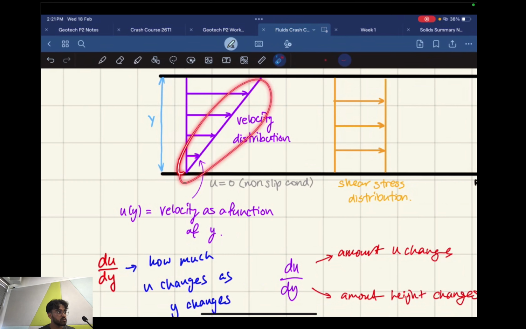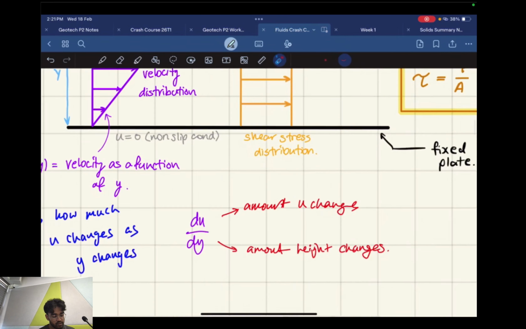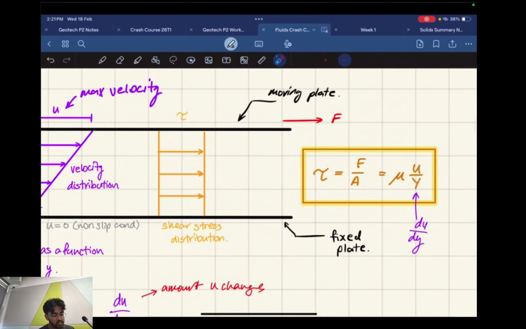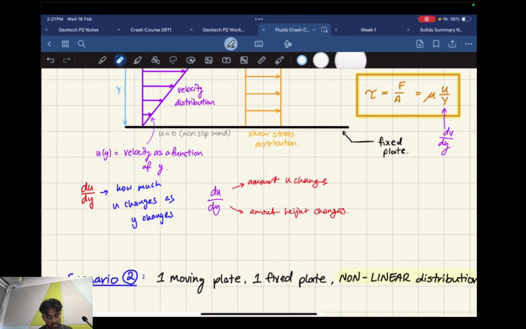So we know it's a linear distribution. Because it's a linear distribution, we can just give it as u divided by y. Honestly, if you don't understand the theory behind it, it doesn't matter, just use the formula. That's what I like to say. If you don't know what it means, just use it.